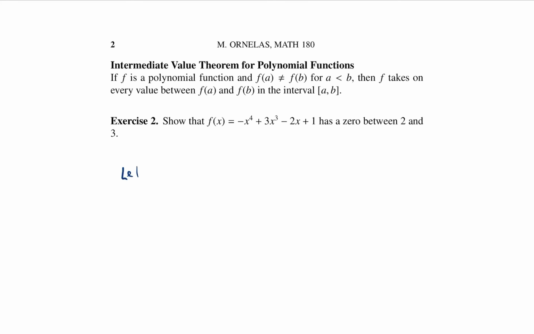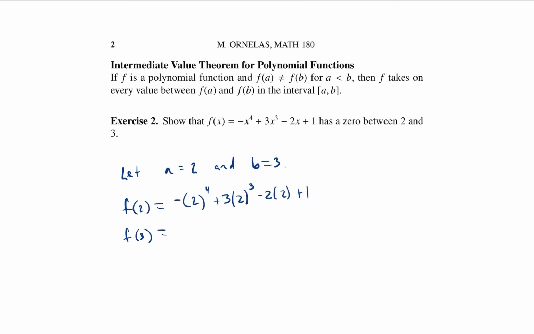So let a be 2 and b be 3. And we need to ensure that a is less than b, which it is. And let's find out what f of a is, f of 2 and f of 3. If you substitute 2 into this function, you should get negative 2 to the 4th plus 3 times 2 cubed minus 2 times 2 plus 1. And same thing with f of 3, you do the same thing.